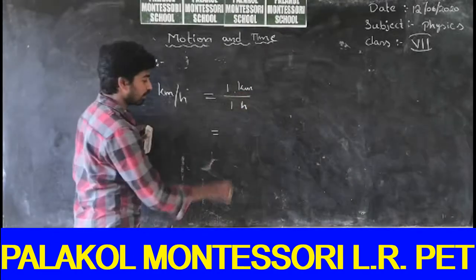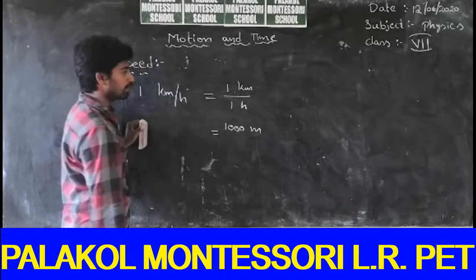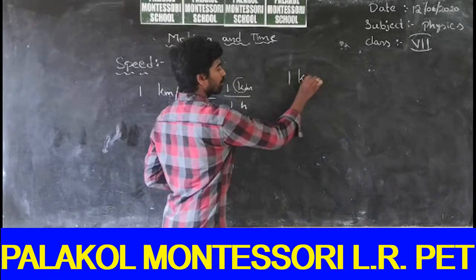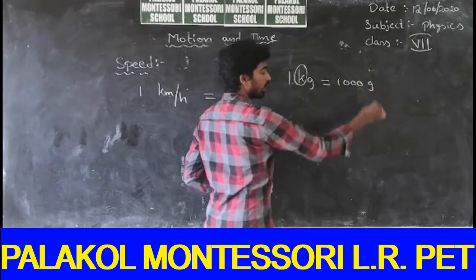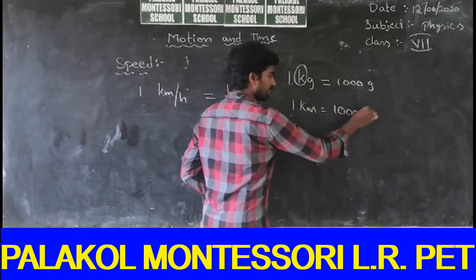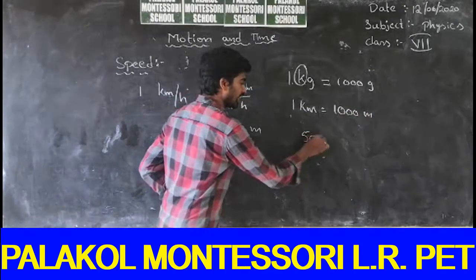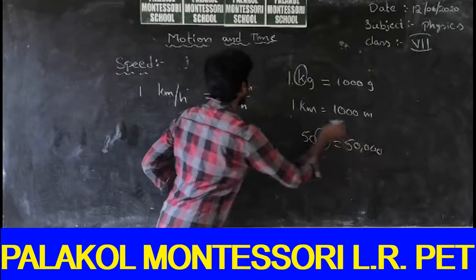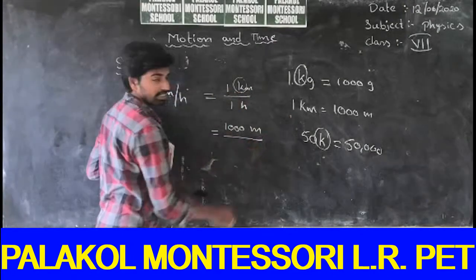1 kilometer is equal to 1000 meters. The word kilo indicates 1000. 1 kilogram, what does that mean? Kilo, 1000 grams. 1 kilometer, 1000 meters. If you ask anyone's salary, they will say 50k. What does that k mean? 50,000. The k indicates 1000. So here 1 kilometer is nothing but 1000 meters.